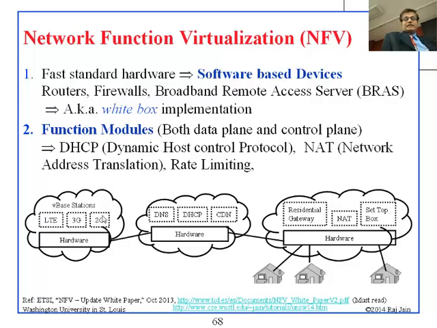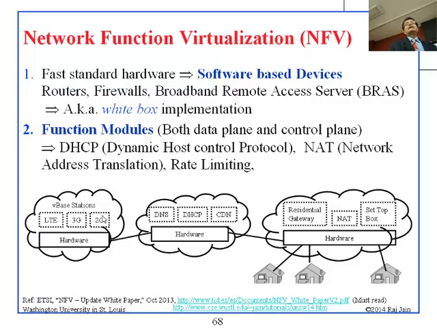They said, why don't we do some simple things? First, we can just use a standard PC and implement all these functions that we need on it. We don't need special hardware. For example, when you buy an IMS, you buy some special hardware. When you buy a broadband remote access server, you buy special hardware. We can just do it on a standard PC, and that is called a white box, an unlabeled box, basically a standard PC. So that is white box implementation.